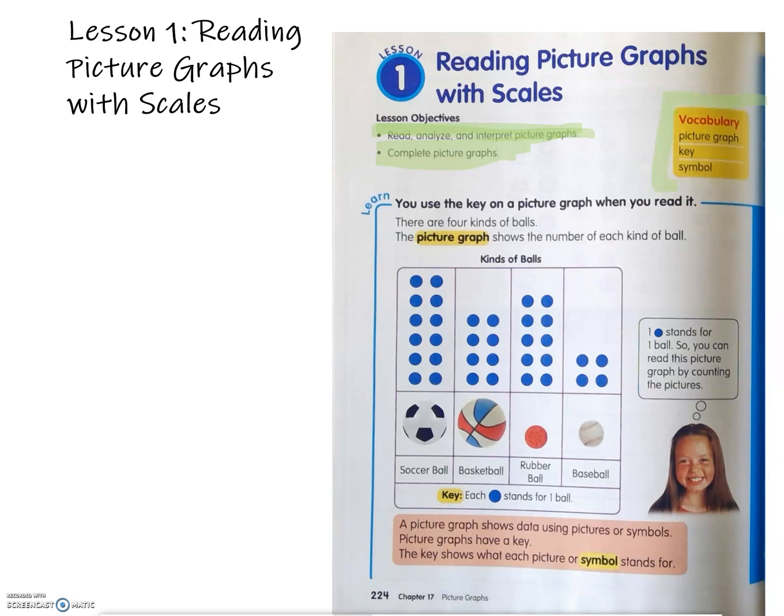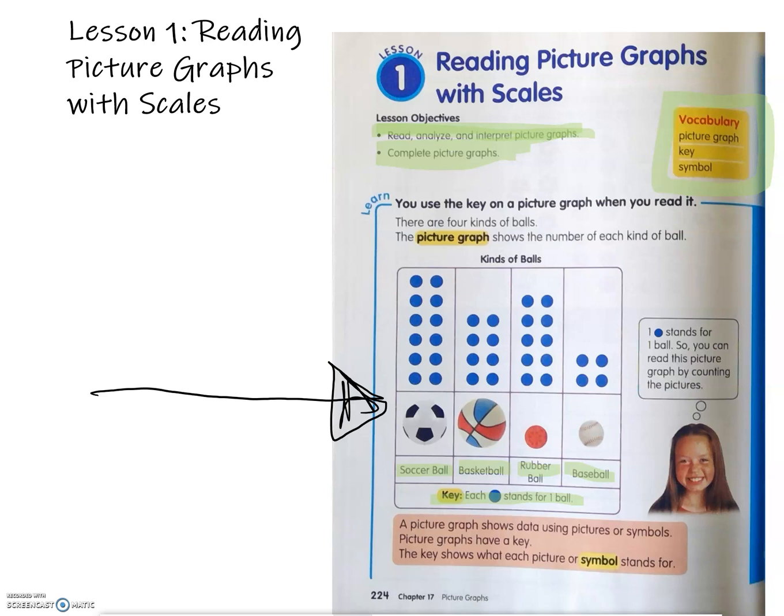3 of those vocabulary words are right here. Now, for an example, they have this picture graph right here. This is showing different kinds of balls. You have a soccer ball, basketball, rubber ball, and baseball. Then you have the key, and the key tells you what each symbol stands for. These circles are the symbols.